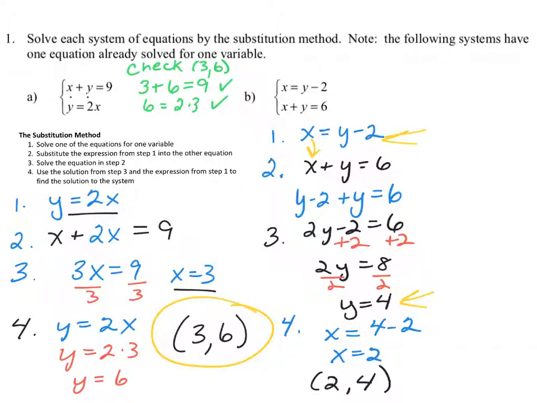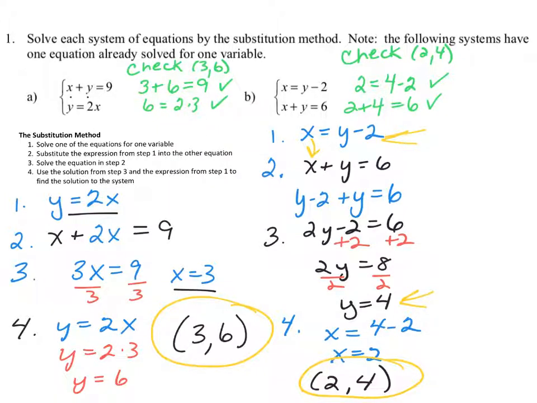And of course, we do want to check that going back to the original equations. We're going to check when x is 2 and y is 4 if that's a solution to both of those equations. For x equals y minus 2, when x is equal to 2 and y is equal to 4, we know 2 does equal 4 minus 2. And x plus y, or 2 plus 4, does equal 6. So we know that this is the solution to that system of equations, and we used the substitution method.